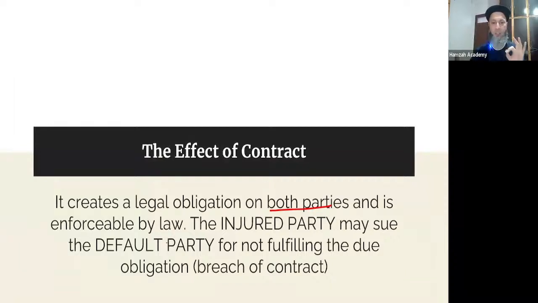Meaning, if one party defaults, the injured party may sue the defaulting party for not fulfilling their due obligation. This is known as breach of contract. When one party defaults, it means that they have breached their contract and the other party can take them to court. Okay. With that, we'll take a short 7 minutes break, 6 minutes break, and then we will reconvene our session.